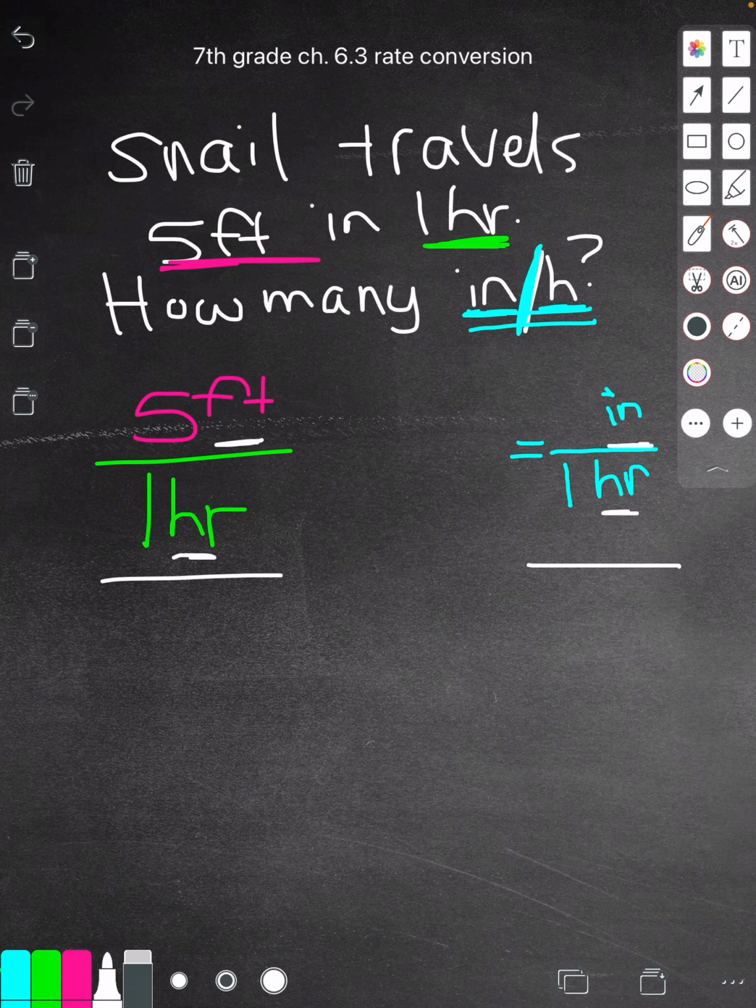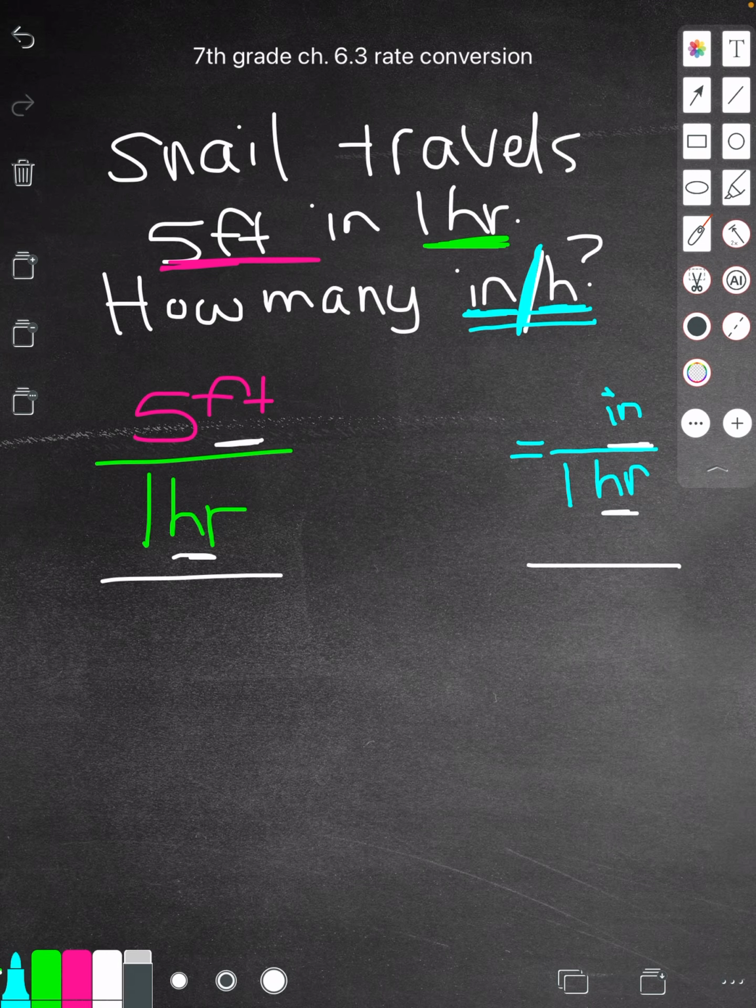Okay, so here's what we're going to do. We're going to write down our 12 inches in a foot. We have to write it as a rate so that we can actually cancel some things out. And when we're canceling, basically we're saying that because there's something on the top and the bottom, we can get rid of them. That would kind of be like multiplying by 1 and then dividing by 1 at the same time, which really is a waste of time because you're going to get the same answer anyways.